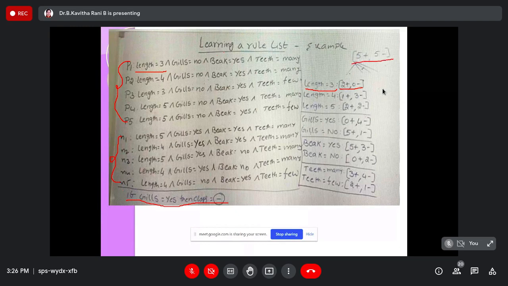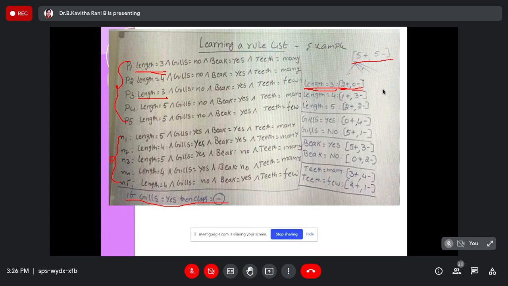Okay. So now consider length is equal to 3. So length is equal to 3, 2 plus 0 minus. So what is this? Okay. So if you see here, length is equal to 3. How many are there? 2. Okay. So 2 positive instances are there with length is equal to 3. So that I have written 2 plus. So in the negative examples, just check whether length is equal to 3 are there or not. So length is equal to 3 is not available in negative instances. So what I have written? I have written 0 negative. So there are no negative examples with length is equal to 3.